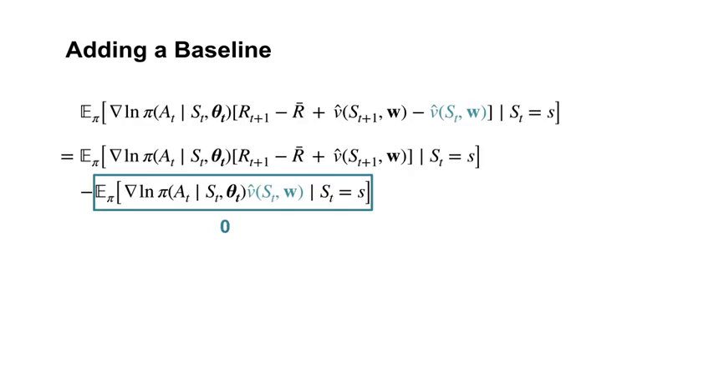You can verify this for yourself. To start, write the expectation as the sum over actions and pull the v hat term out of the sum. We'll leave this as an exercise. So why do we add this baseline if the update is the same in expectation? Subtracting this baseline tends to reduce the variance of the update, which results in faster learning.